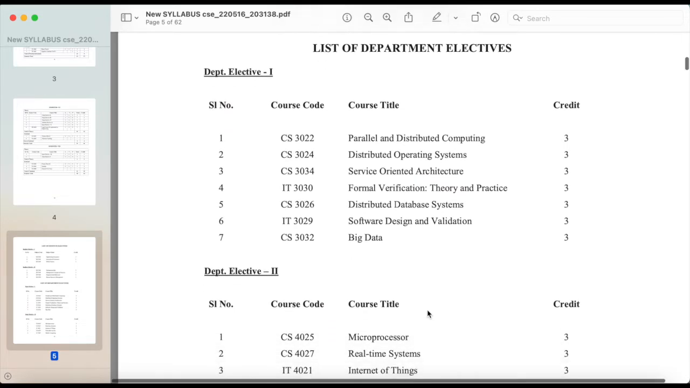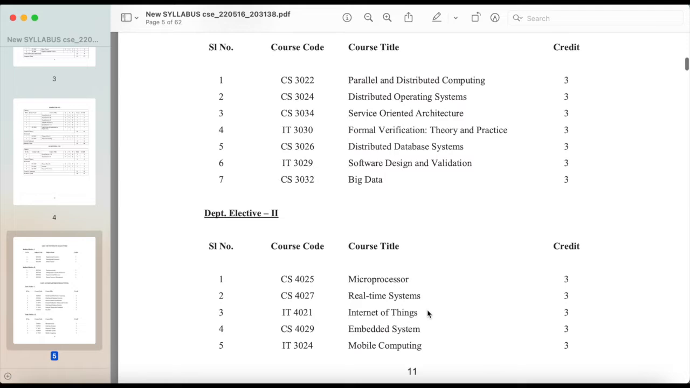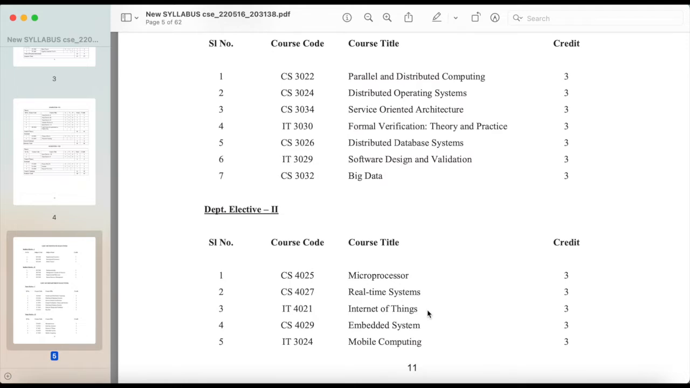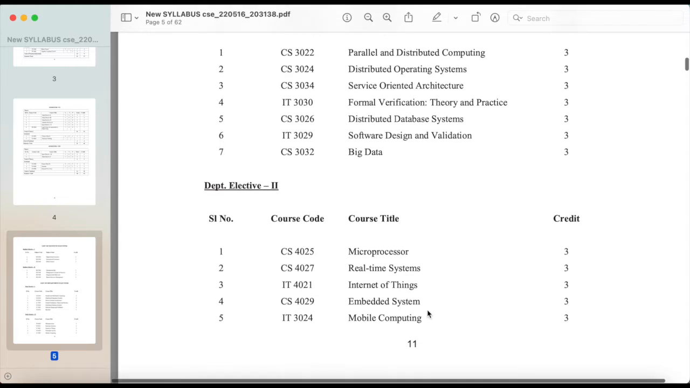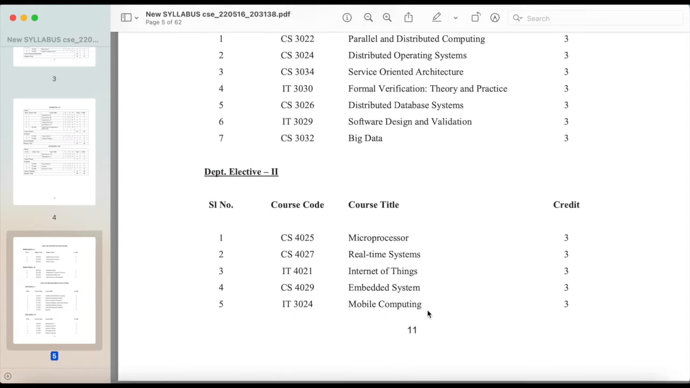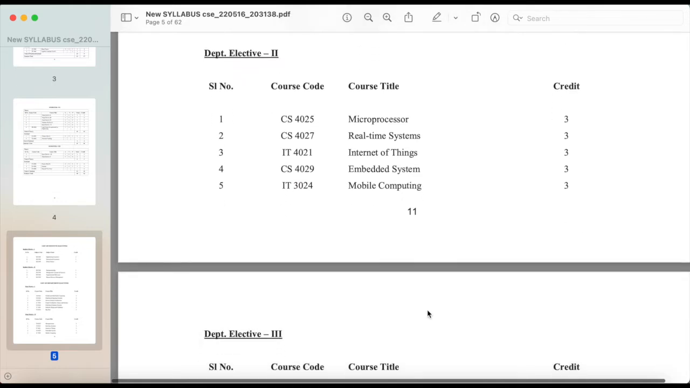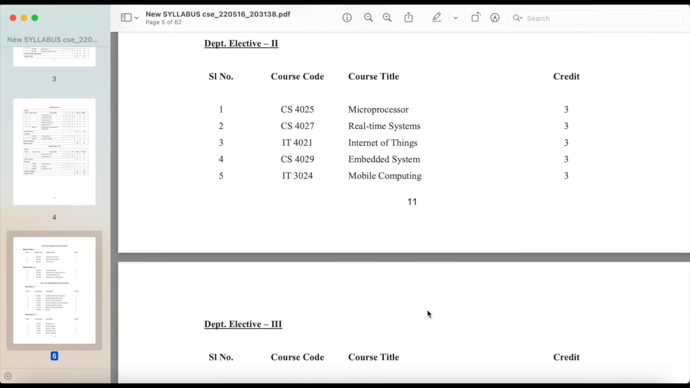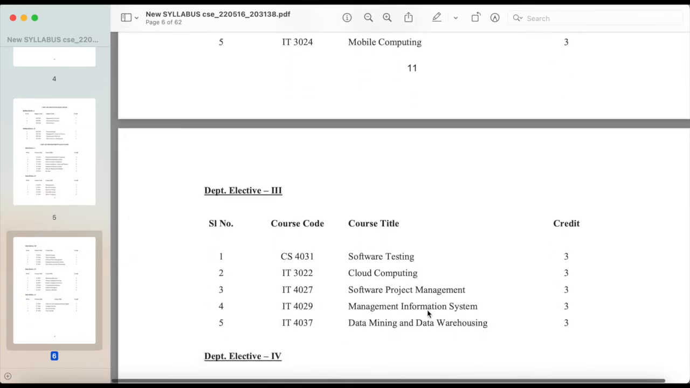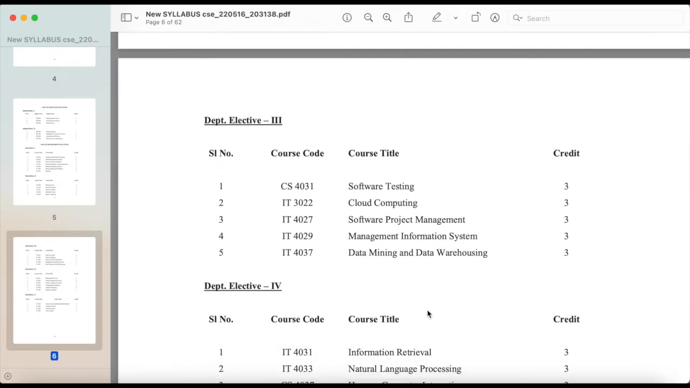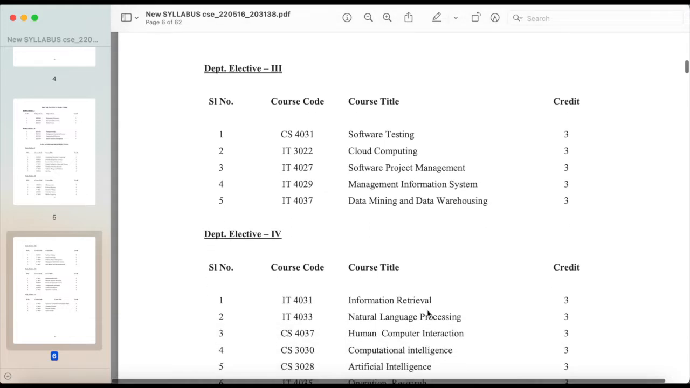Department Elective I: Parallel and Distributed Computing, Distributed Operating System, Service Oriented Architecture, Formal Verification Theory and Practice, Distributed Database Systems, Software Design and Validation, Big Data. Department Elective 2: Microprocessor, Real-Time Systems, Internet of Things, Embedded System, Mobile Computing. Department Elective 3: Software Testing, Cloud Computing, Software Project Management, Information System, Data Mining and Data Warehousing.